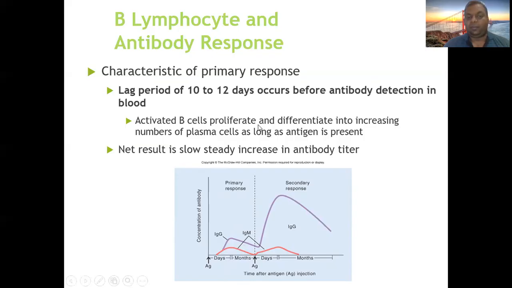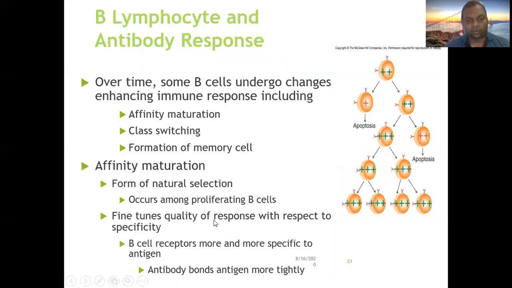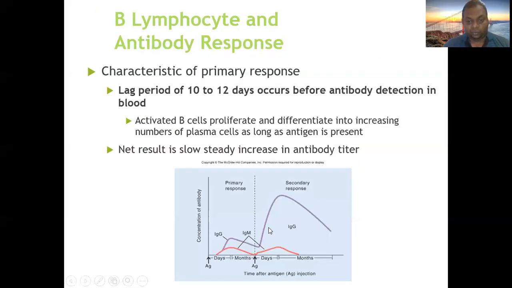So about the primary response, there's a lag period. Activated B cells proliferate and differentiate into increasing numbers of plasma cells as long as antigen is present. The net result is a slow, steady increase in antibody titer in the primary response. But in the secondary response, when memory cells are also formed and the antigen is specifically exposed again, within a short lag time there's IgM production and massive IgG production. So this is very important in dengue diagnosis. We'll discuss.